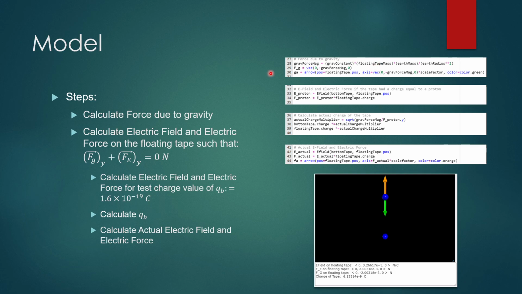Then we calculate the electric field and electric force for some test charge, with Q sub b equaling the charge of a proton, as shown here. Then we calculate the scale factor, which shows us how many times larger Q sub b is than the charge of a proton, given this equation that the gravitational force plus the electric force equals 0 newtons. And then we calculate Q sub B, and then finally we calculate the actual electric field and electric force.